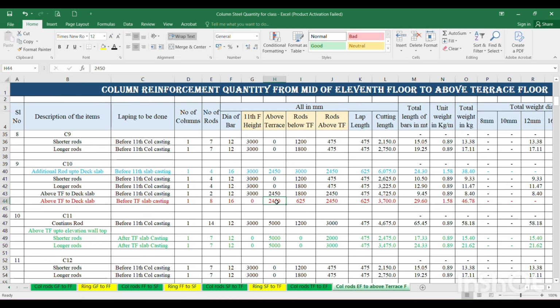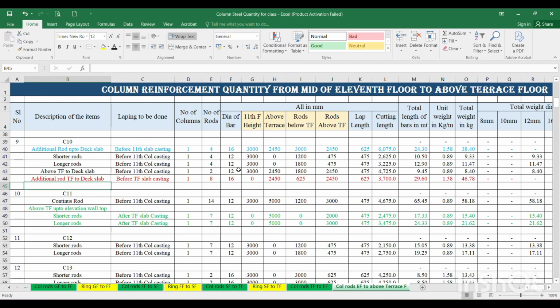Above terrace floor is 2450, and the rod below terrace floor is for the anchorage below, and 2450 is the rod above terrace floor, and 625 is for the LDO on the top. This rod I can call it as an additional rod above terrace floor.